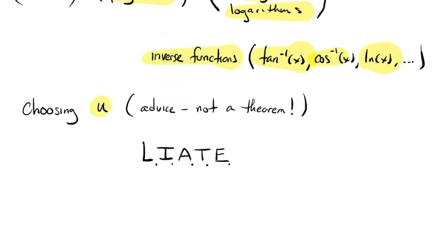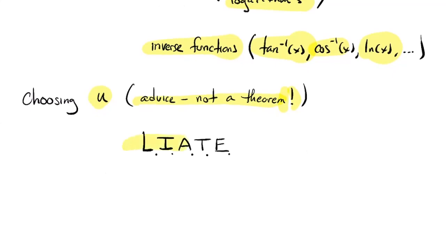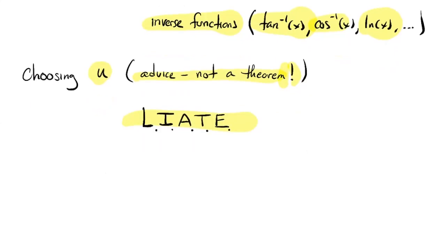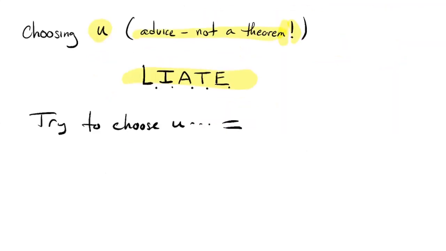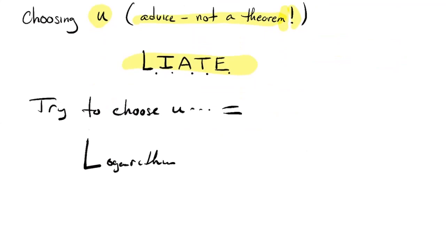And then, well, what about choosing the u? There's no recipe. I'd be famous if I knew a magic way to always choose it correctly. So this is just some advice, but some people like this acronym, LIATE. I don't know if it's easier to know it or whatever, but it's some general advice that this is the order to try to choose u. So try to choose u equal to logarithm. So if a logarithmic function is involved, differentiate it and see if you can anti-differentiate the other piece.